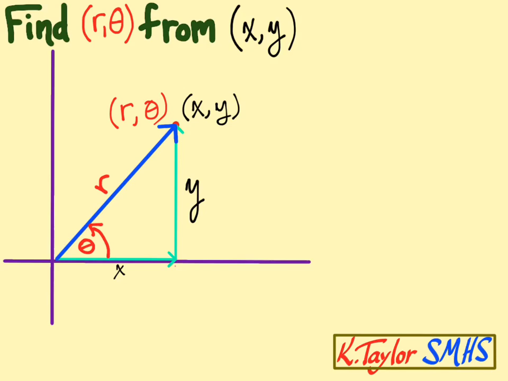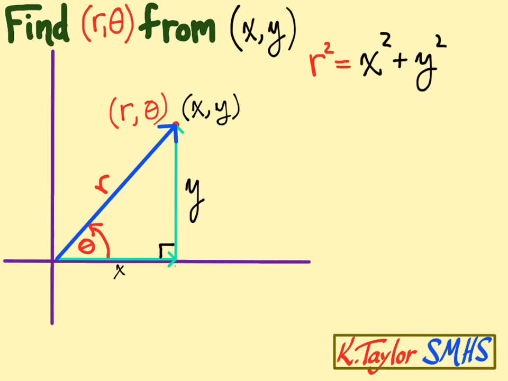In the first place, you might notice that, yes, that is a right triangle, and there is a very special relationship between the sides of a right triangle. I alluded to it a little bit earlier. That is, of course, the Pythagorean theorem: r squared equals x squared plus y squared.